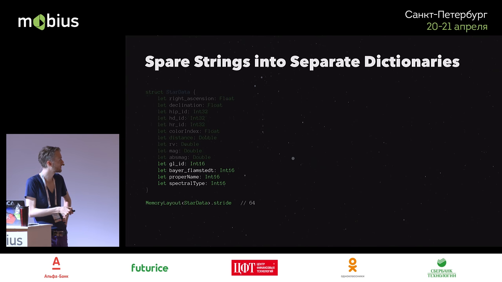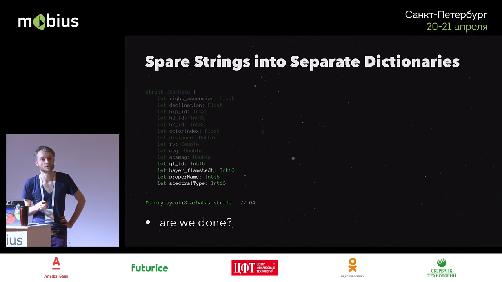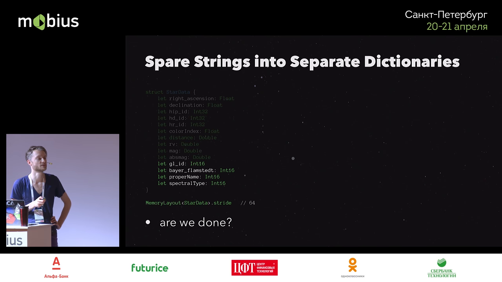And so now I changed all of these strings to Int16, because as you have seen, we only needed about 4,000 of those. So Int16 was fine. And then we have our whole struct down to 64 bytes, which is much, much less. And we can ask ourselves, are we done? Is there something else we can think of?